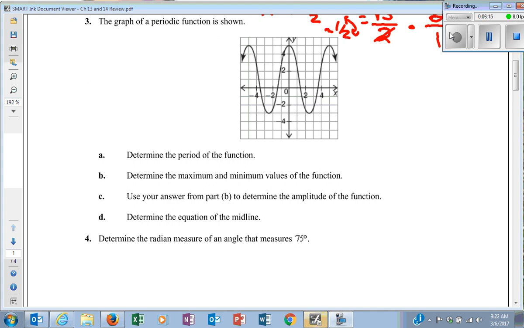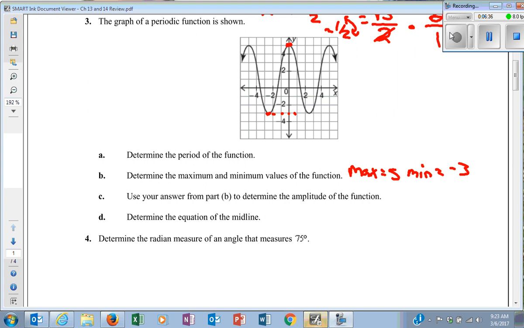Determine the maximum and the min. The max is how high it goes, and my max is going to be a 5. Remember, that's a y value that I only care about. So my max for my y value is 5, and my min value is where's the lowest this thing goes, and the lowest it goes is -3.